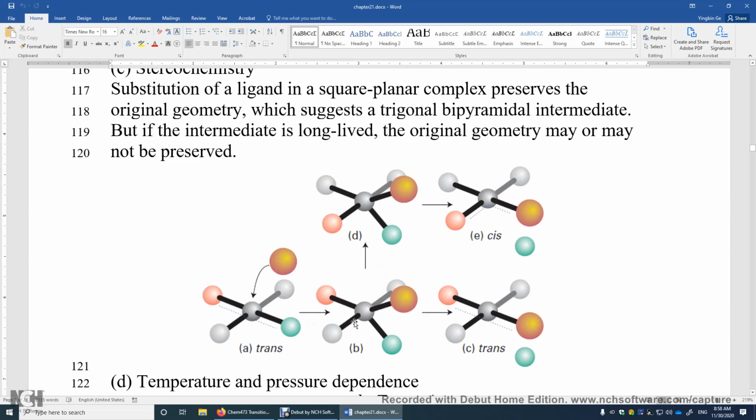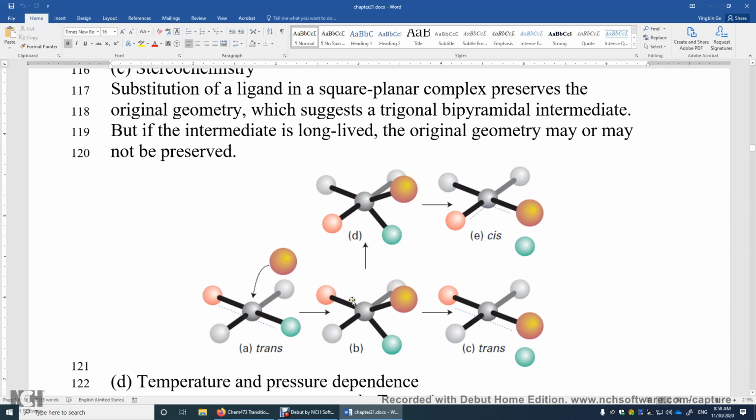All right, and if this intermediate structure is short-lived because the energy barrier of step 2 is small, the final product will be this square planar with the 2 gray spheres remaining in the trans position. However, if step 2 has a large energy barrier, this intermediate is long-lived.